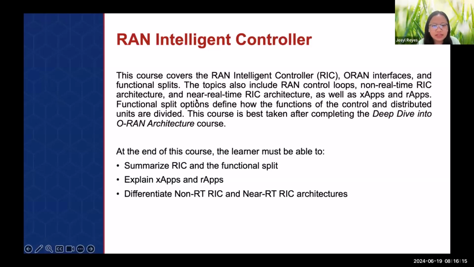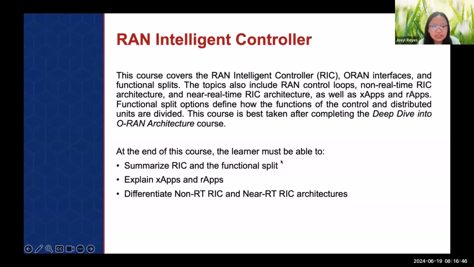And then we also have the near real-time RIC architecture. In this case, we will focus on tasks that must be almost real time. Usually, these are operational tasks to ensure the efficiency of the RAN itself. Those are the two main RICs, and we'll look into the high-level architecture. What are the different components within these RIC architectures?